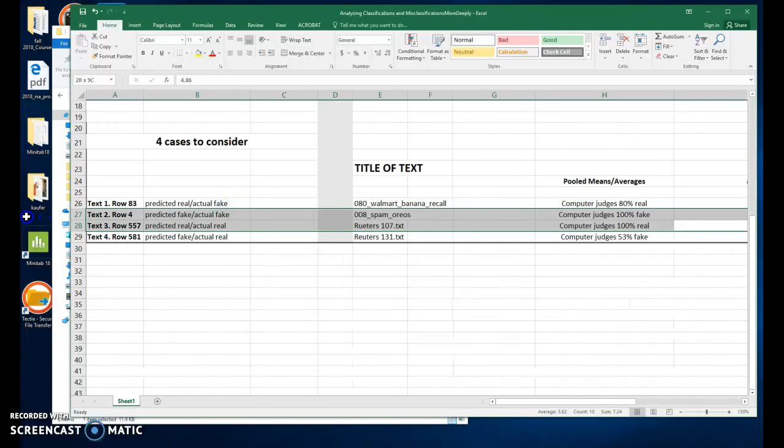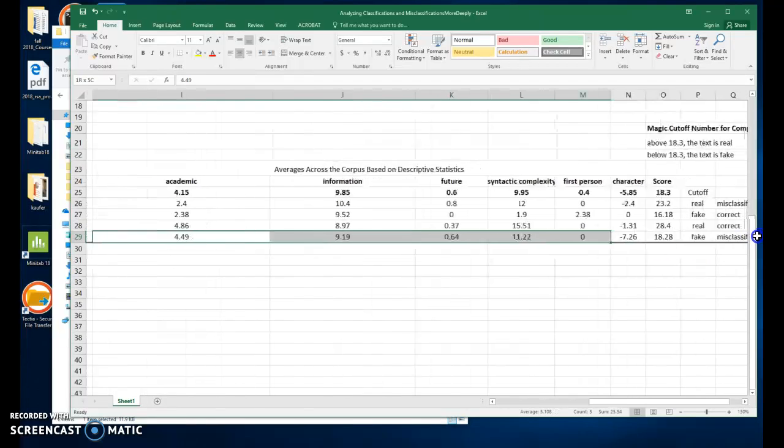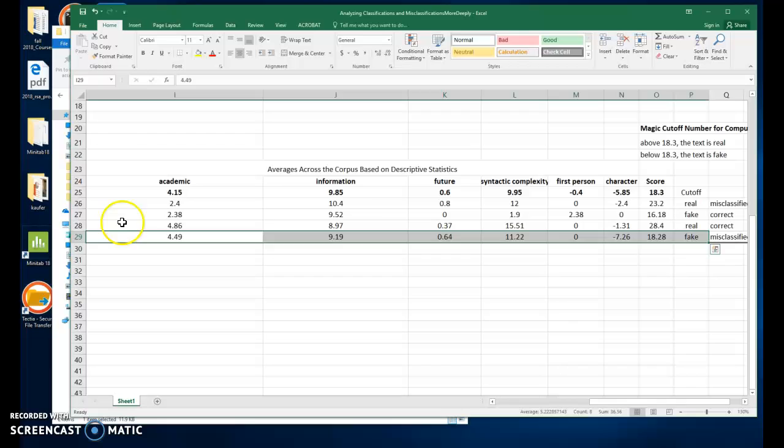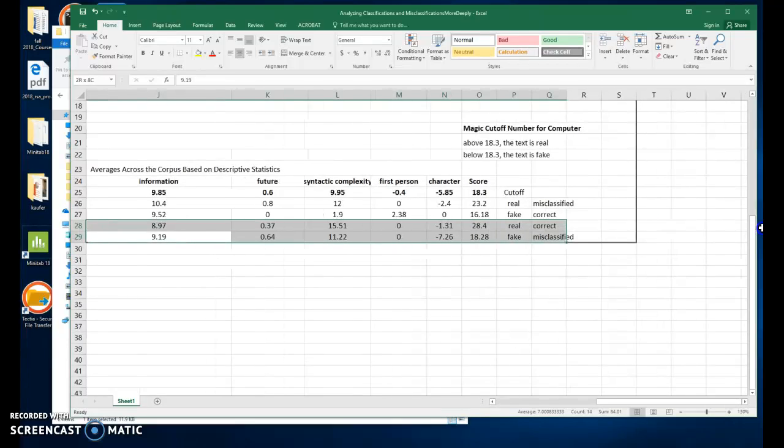And the fourth text is in row 581 in Minitab. It's Reuters 131. It's predicted fake, but actually real. The computer judged it 53% fake, so the computer itself knew that it was very close and mixed. And so when you analyze this one, you've got to really explain why it seems to have the characteristics of a hybrid on the borderline between fake and real.